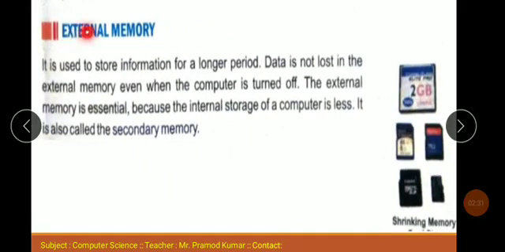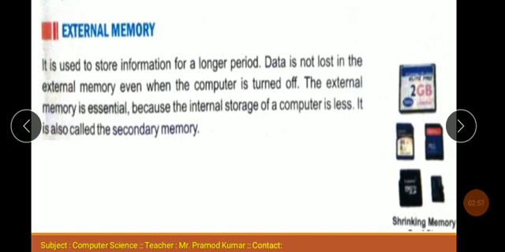Next one, the external memory. It is used to store information for a long period. Data is not lost in the external memory even when the computer is turned off. The external memory is essential because the internal storage of the computer is less. It is also called the secondary memory.